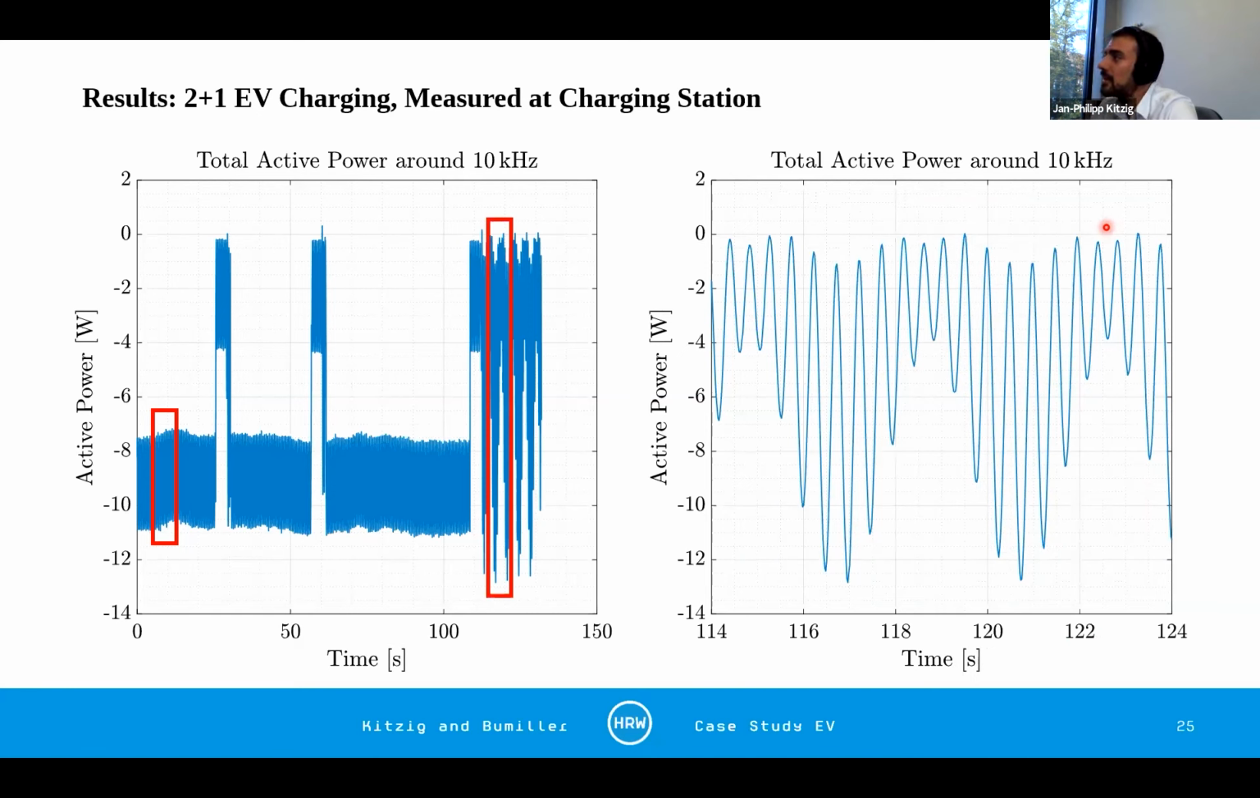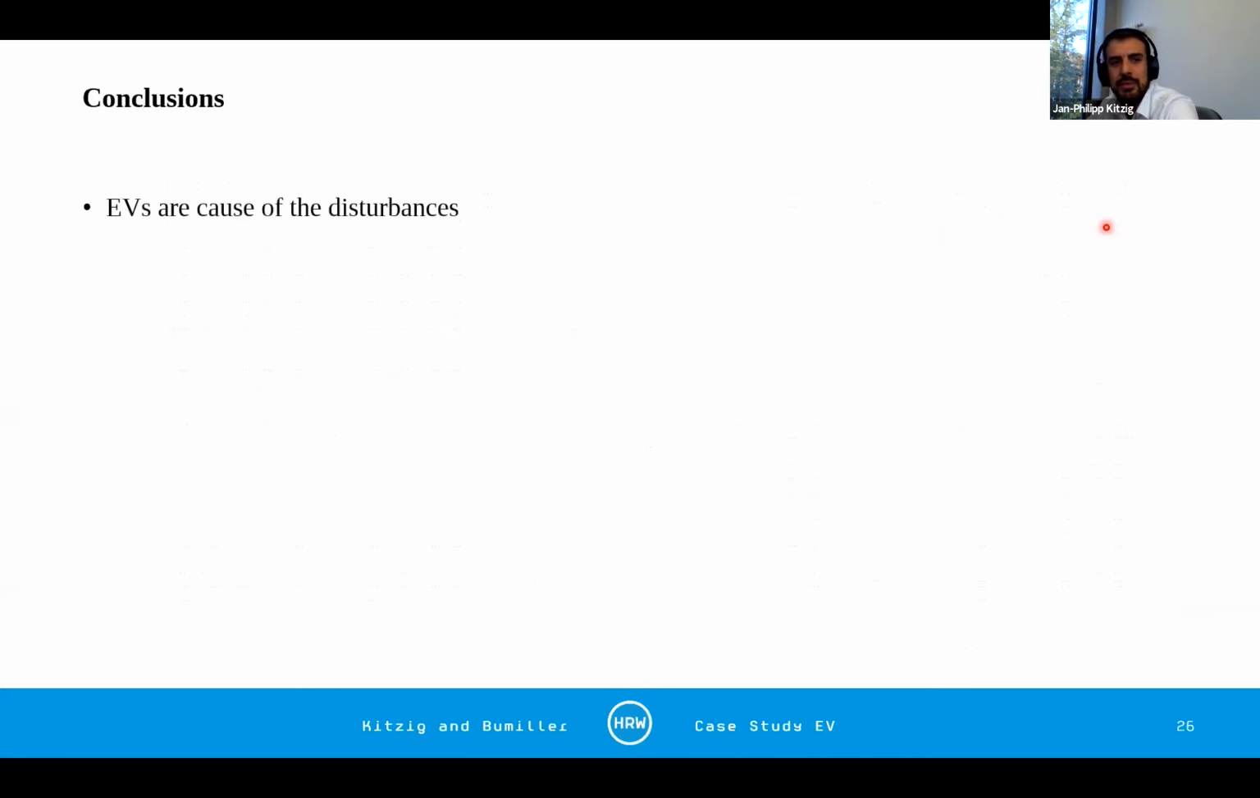That's actually it. I'm now eager to hear your opinions or discussions on that. Preliminary conclusions that we can draw is the EVs are definitely the cause of these disturbances. The charging stations themselves are not part of the problem because they are just a switch that closes and connects these electric vehicles to the power grid.